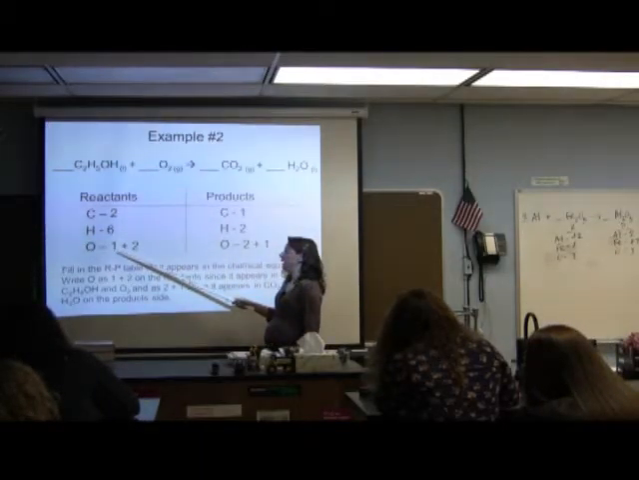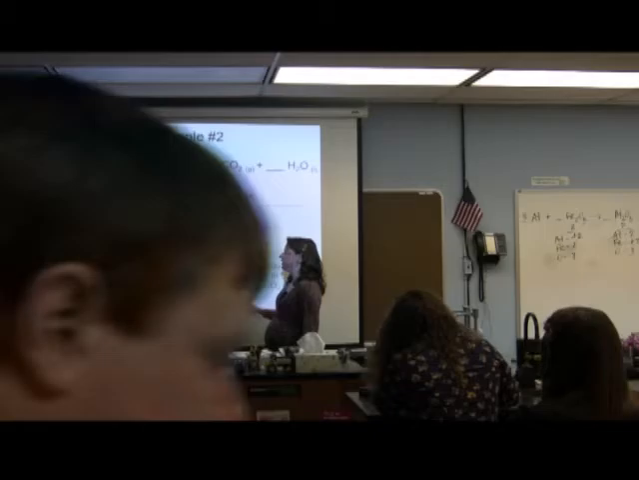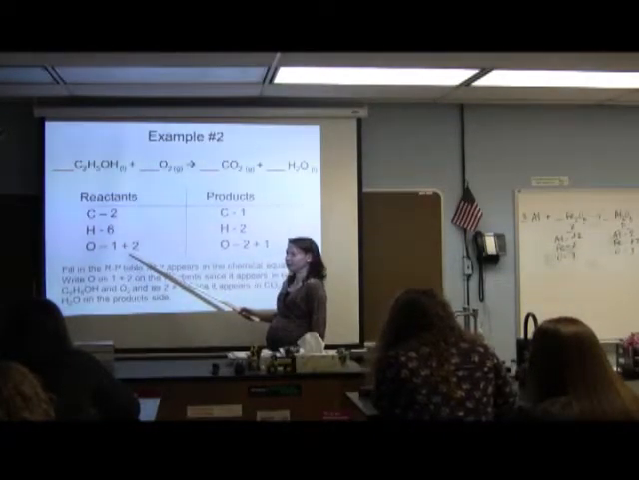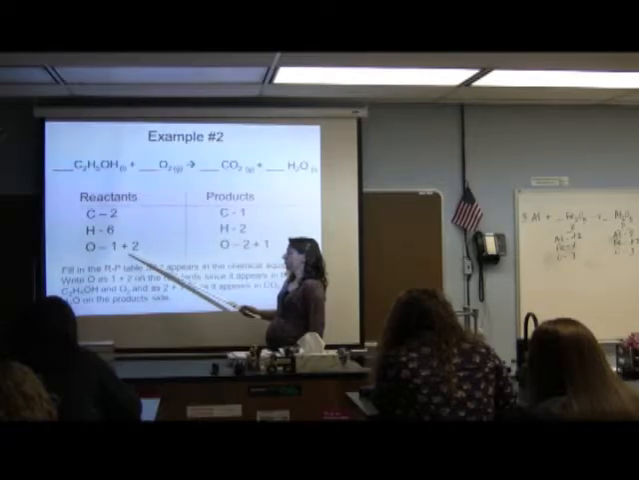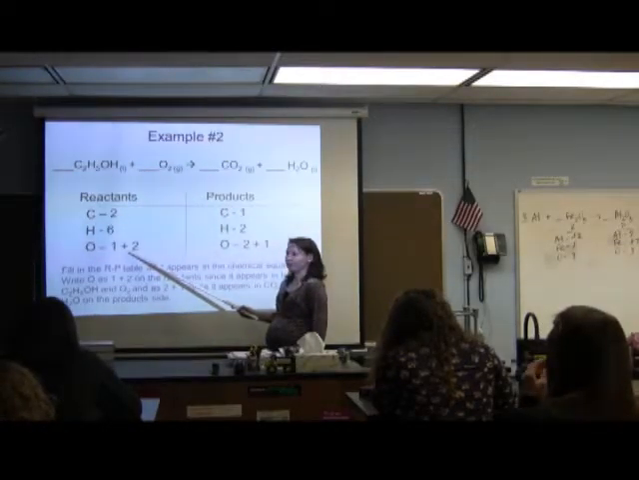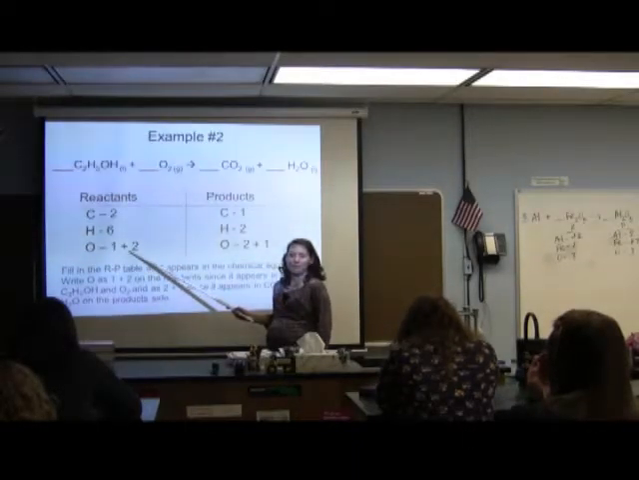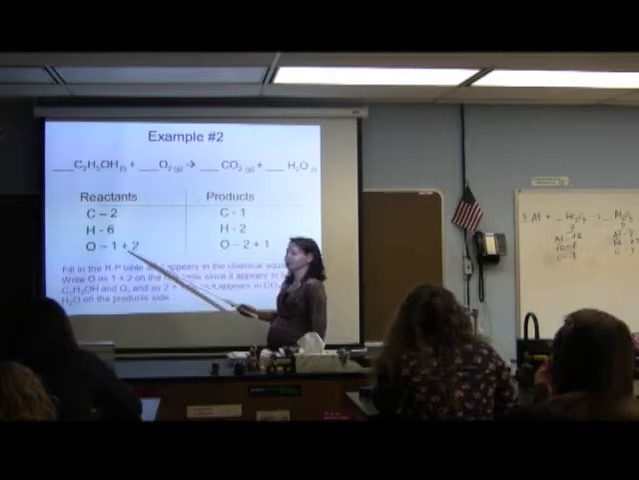someone take a guess. Why did I write oxygen as 1 plus 2 instead of 3? Because you're going to pull it out on both sides. Not quite. Because you have to multiply the 1 by 2 on both sides. No, that's not it either. Any other guesses?